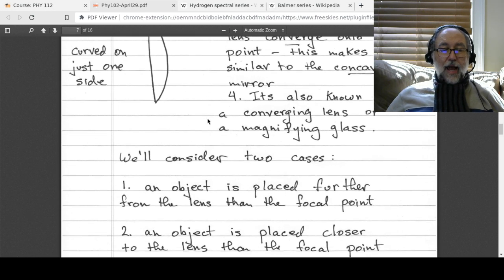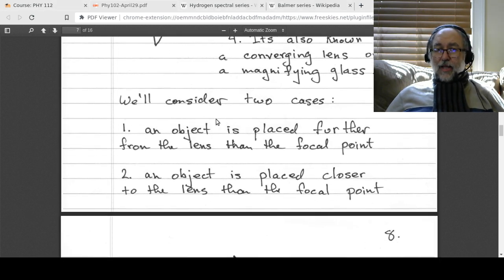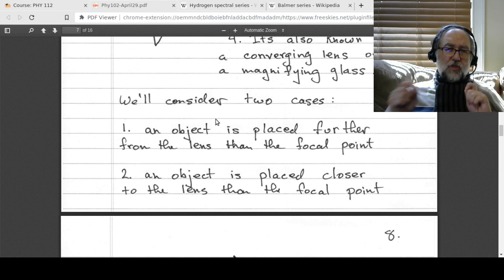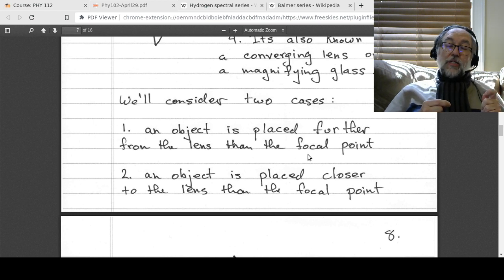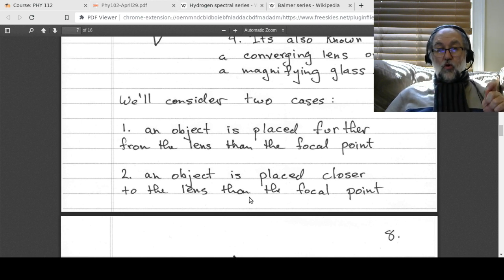All right. Now, for the convex lens, there's two different types of images that are formed. You'll see that in a minute. And so we're going to study two different situations. One situation is where we put an object further from the lens than the focal point. Okay, so this lens is going to have a focal point, and we're going to put an object and say what kind of image is formed by this object. Another situation is you put the object closer to the lens than the focal point and you ask what kind of image is formed.